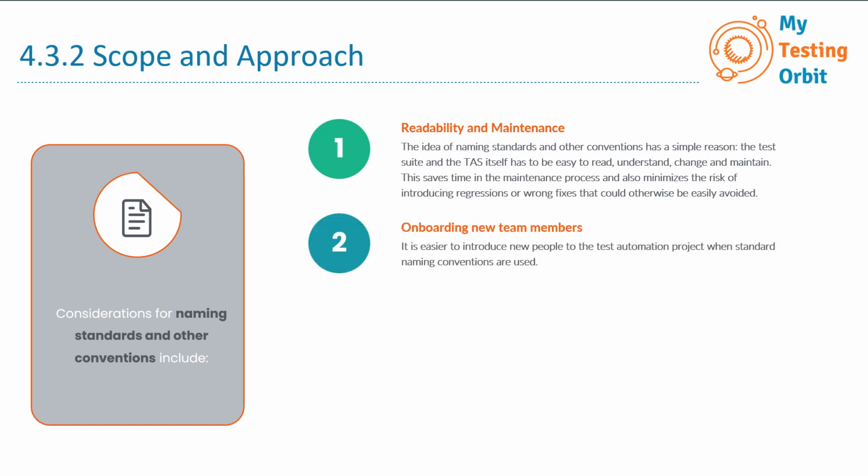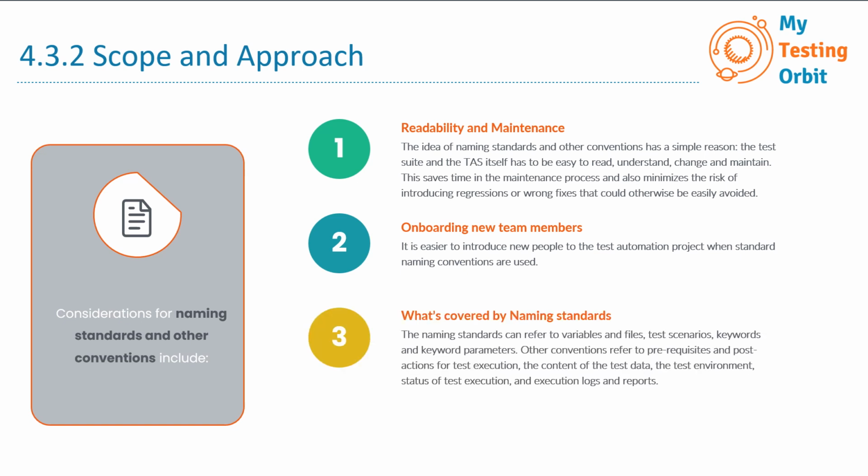Number two, onboarding new team members. It is easier to introduce new people to the test automation project when standard naming conventions are used. Imagine your test automation project as a complex jigsaw puzzle. When new team members join, standard naming conventions serve as a guide, providing them with a clear picture of how the puzzle pieces fit together. It's like giving them a map of the puzzle, making it easier to understand and contribute to the project.